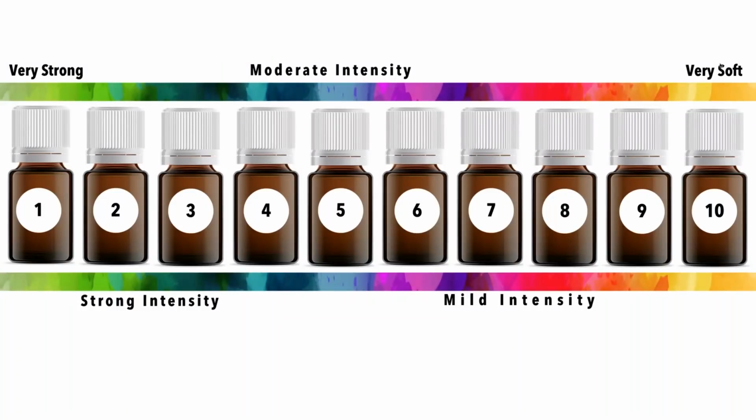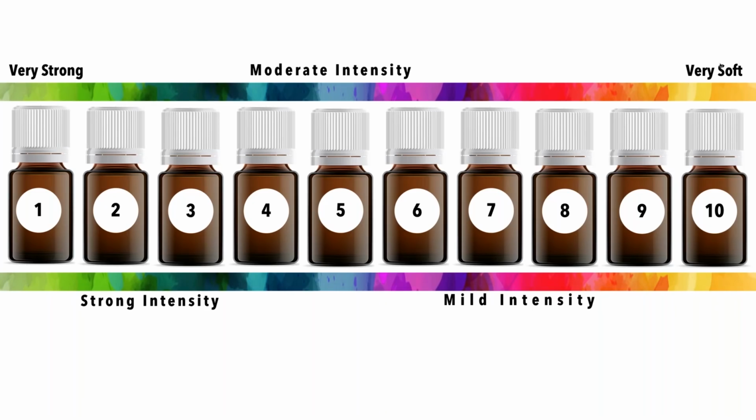Aromatherapist Jade Schutz, who first introduced me to this blending method, places aromas on a scale from 1 to 10, with 1 indicating high aroma intensity, a very strong aroma, and 10 indicating low aroma intensity, a very soft aroma. Now, you might be thinking, why isn't the very strong aroma a 10? 10 is a bigger, stronger number.